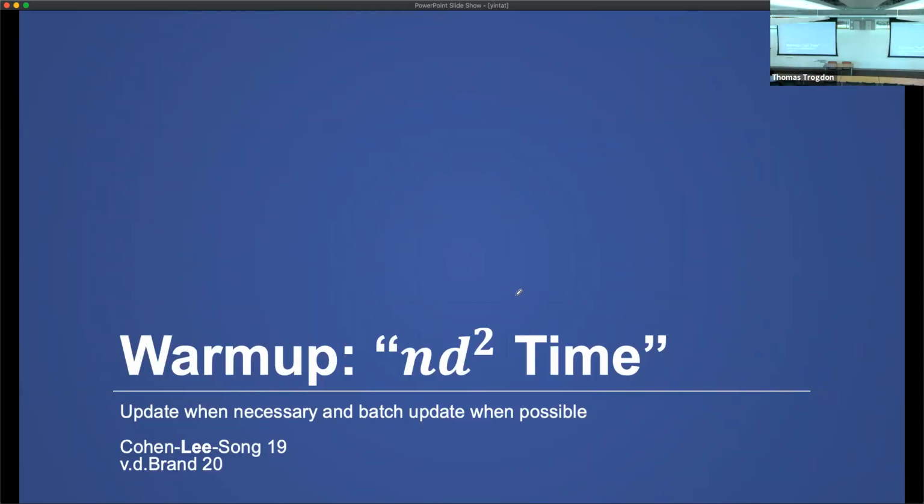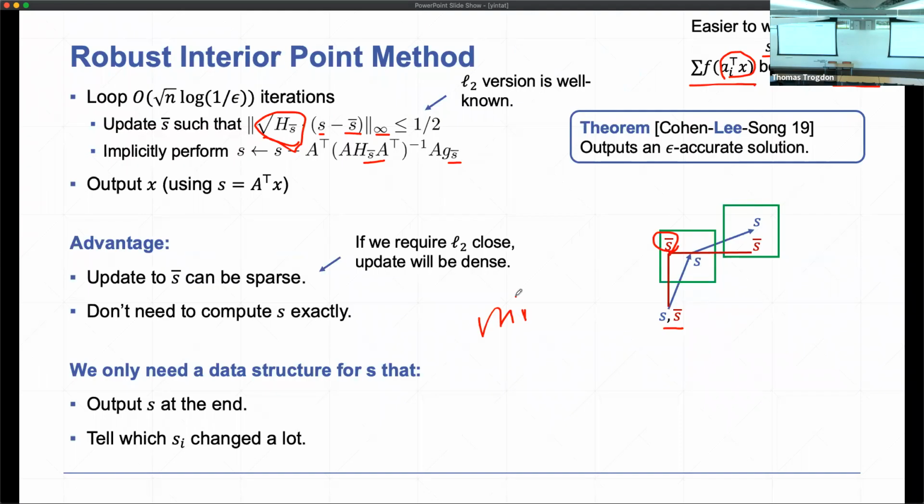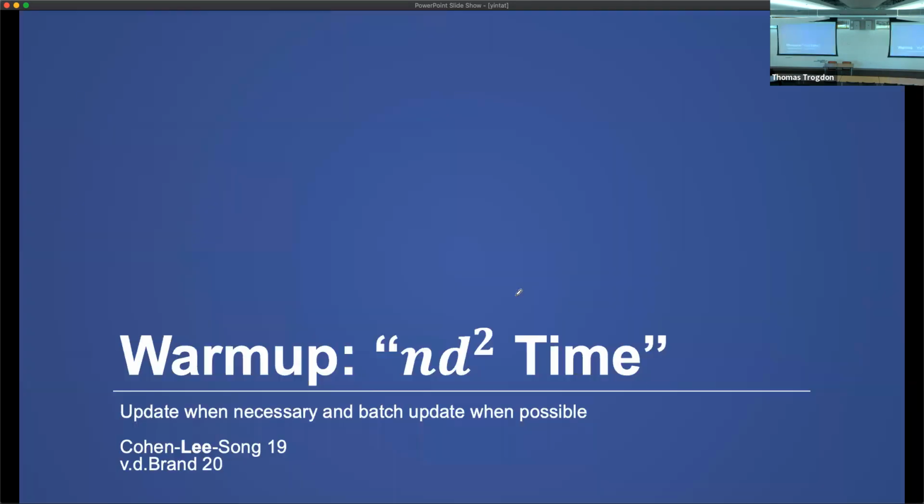Just as a warm up, let's see how this robust IPM is useful for ND squared. By the way, you can also notice I didn't even tell you precisely what the algorithm is. It's very implicit in the notation. If you really want to know, you can Google a survey of robust IPM and you can see the precise formula. I'm giving a CS style of talk that doesn't give too many formulas.